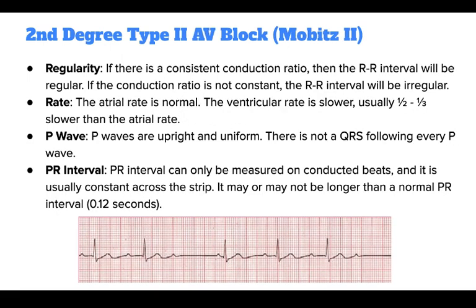For second degree type 2 AV blocks, if there's a consistent conduction ratio, then the RR interval will be regular. If the conduction ratio is not constant, the RR interval will be irregular. The atrial rate is normal. The ventricular rate is slower, usually 1.5 to 1/3 slower than the atrial rate. The P waves are upright and uniform. There's not a QRS following every P wave. And the PR interval can only be measured on conducted beats and is usually constant across the strip. It may or may not be longer than a normal PR interval, which is 0.12 seconds.